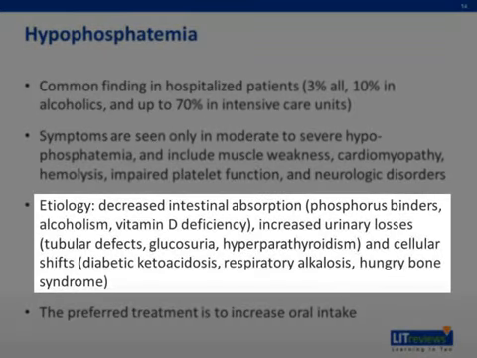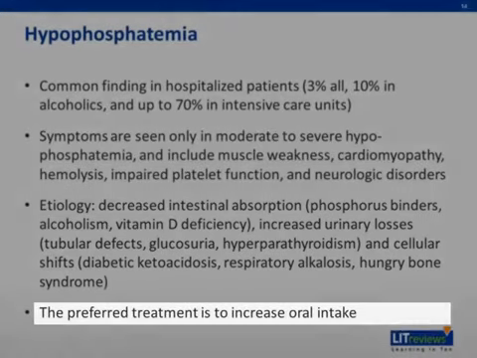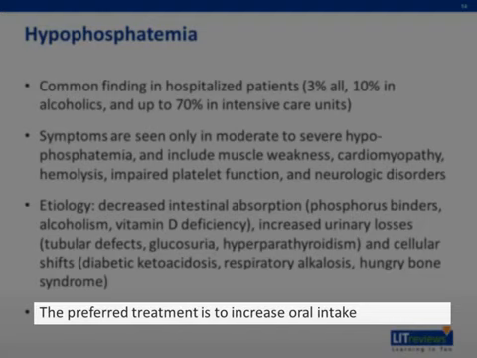Hypophosphatemia is caused by decreased intestinal absorption secondary to the use of phosphorus binders, alcohol intake, or severe vitamin D deficiency. Hypophosphatemia can also be secondary to urinary losses like renal tubular defects, glucosuria, and hyperparathyroidism. Hypophosphatemia can be caused by cellular shift, like happens in diabetic ketoacidosis, respiratory alkalosis, and hungry bone syndrome. Hypophosphatemia is usually treated with intravenous or oral replacement. In general, increasing oral intake is the preferred treatment.